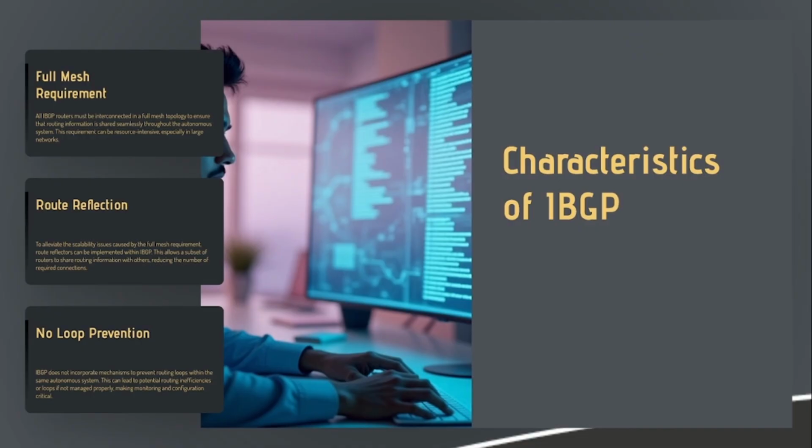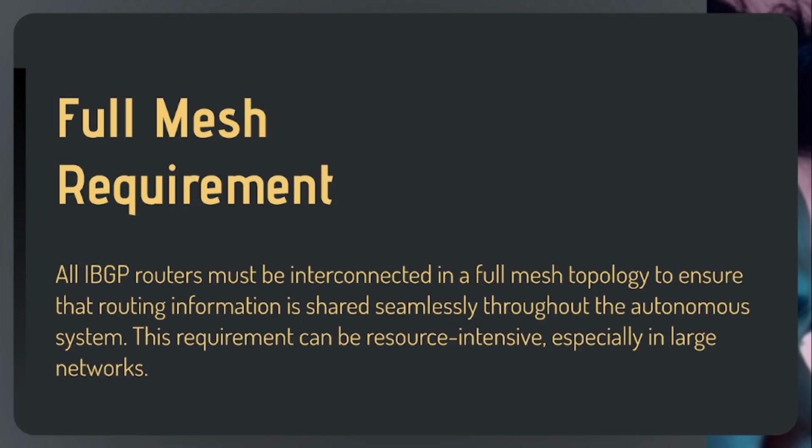So what are the characteristics of IBGP? Full mesh requirement, route reflection, that is the route reflector that we configure, and no loop prevention. So let's go into those details. First is the full mesh requirement. What do we mean by that?